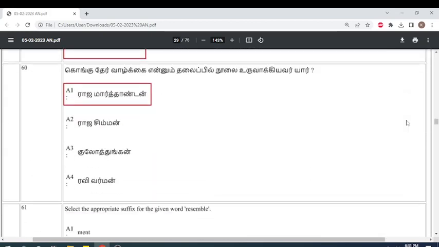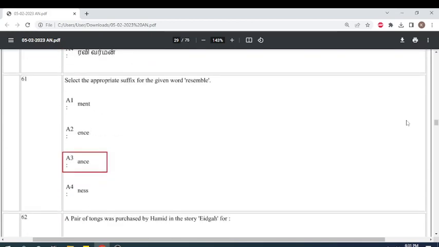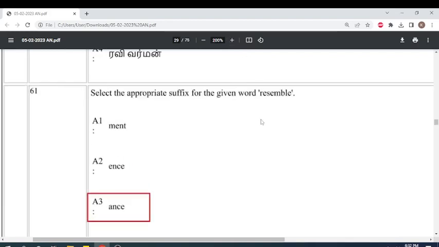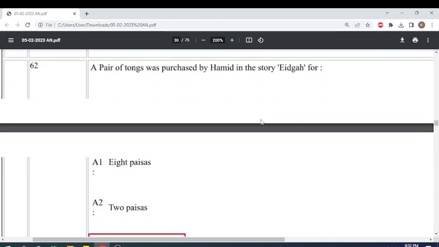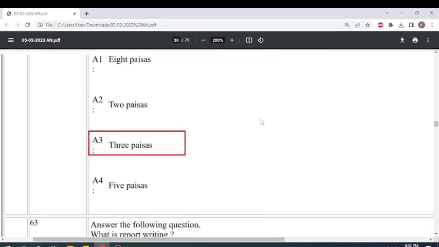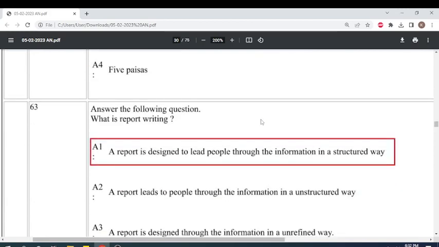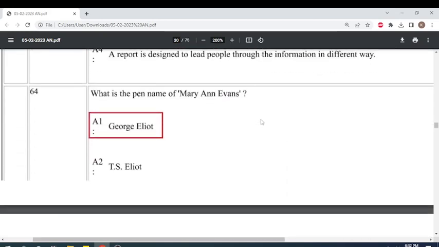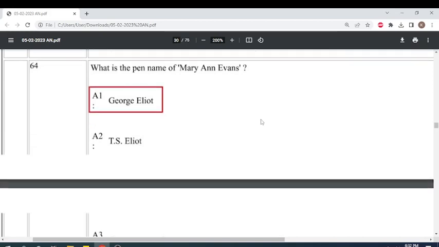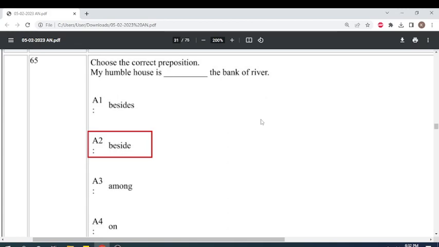60 question answer A1. 61 question answer A3. 62 question answer A3. 63 question answer A1. 64 question answer A1. 65 question answer A2.